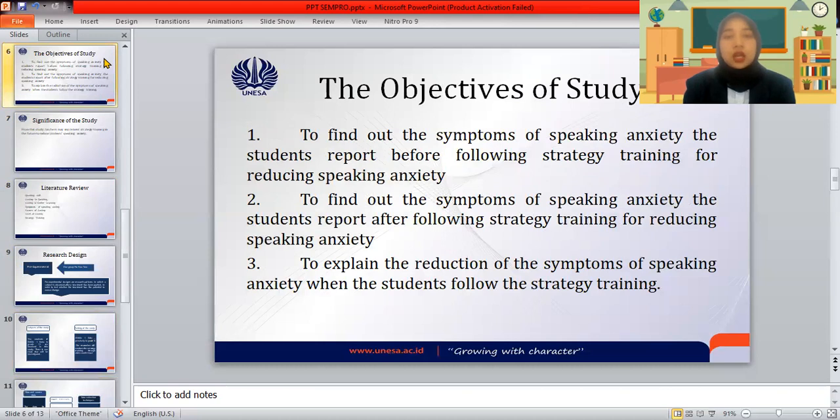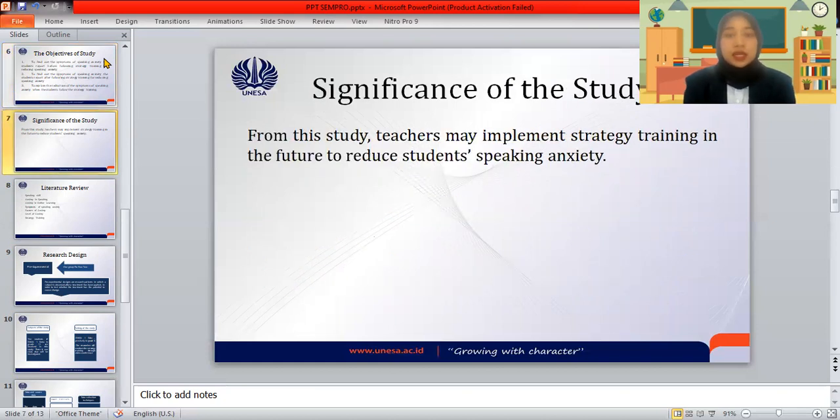Also, there are 3 objectives of the study. Number 1, to find out the symptoms of speaking anxiety the student report before following strategy training for reducing speaking anxiety. Number 2, to find out the symptoms of speaking anxiety the student report after following strategy training for reducing speaking anxiety. And the last is to explain the reduction of the symptoms of speaking anxiety when the student follow the strategy training. From this study, teacher may implement strategy training in the future to reduce student speaking anxiety.